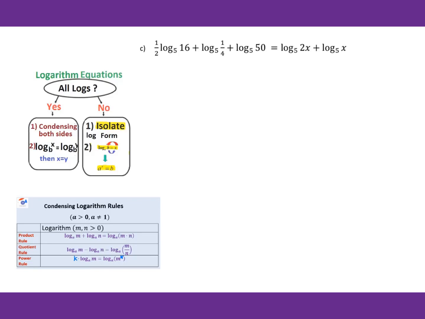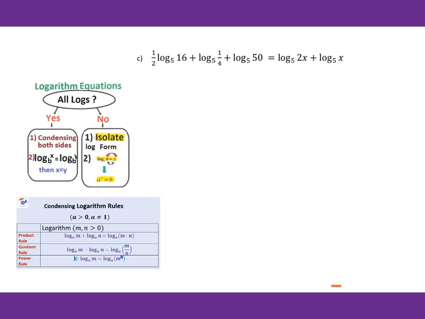It's still a logarithm equation. All logs, yes. So condensing both sides, then make the arguments equal to each other. For C, first of all, we need to condense the log on both sides. If we have a number before the log, like this 1/2, you need to jump it to the exponent. That's 16 to the 1/2 power. We know that equals 4.